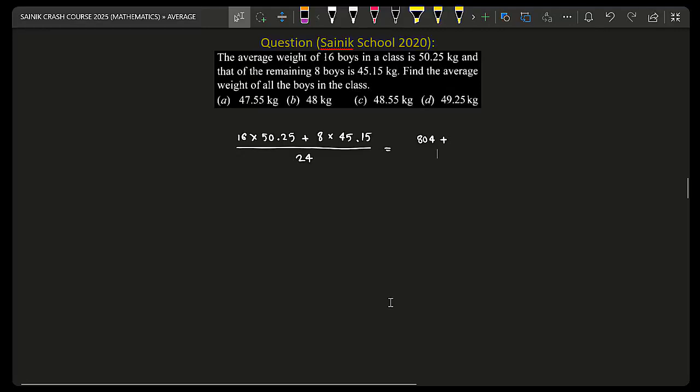Is this done, Manaswini? How much did you get? Sir, 361.22. Why 2? Only one 2. Now add the decimals in the numerator and divide by 24. What is the sum of the numerator? Sir, 804 plus 361.2. You can add.